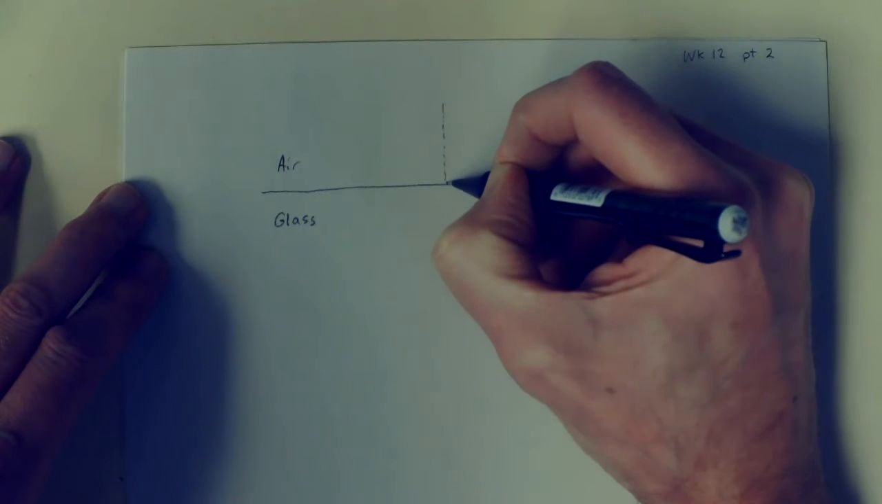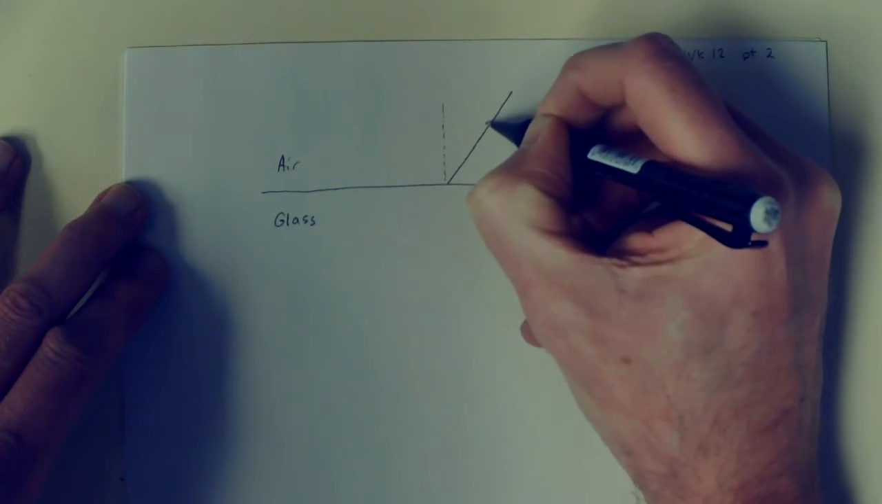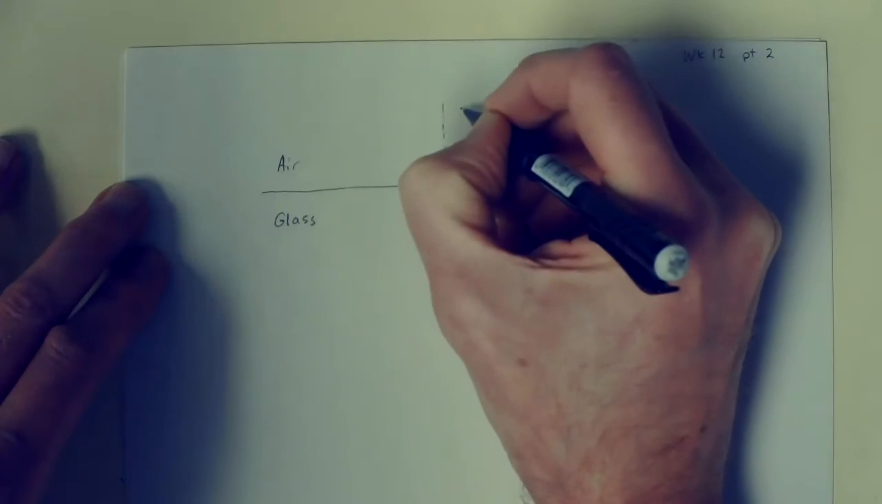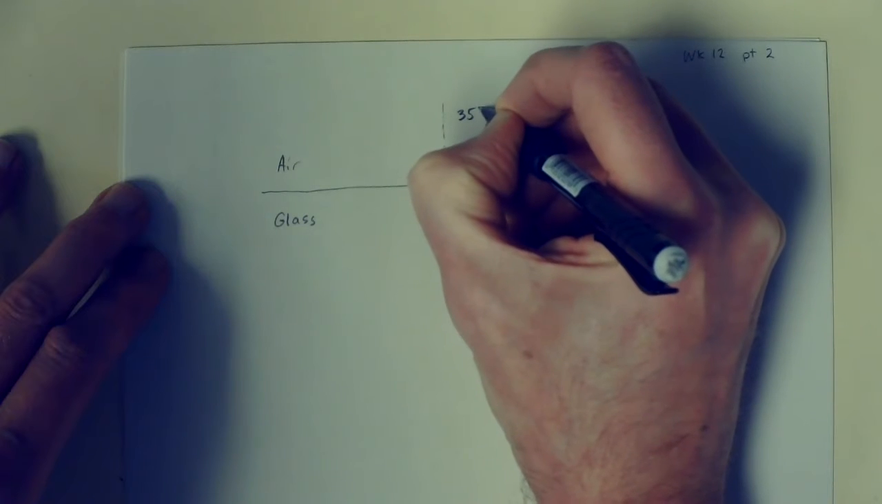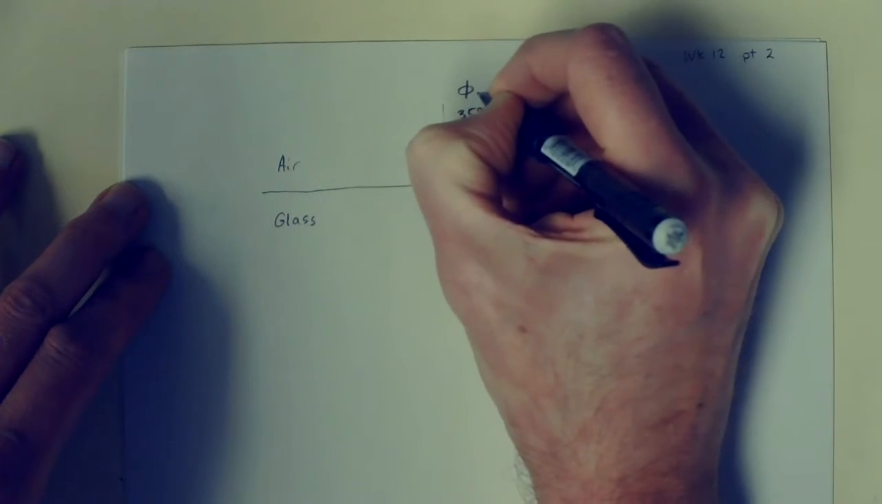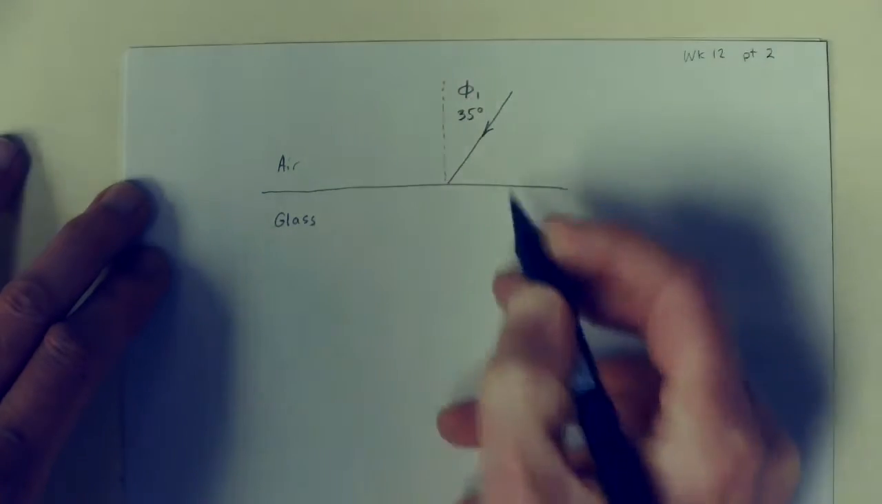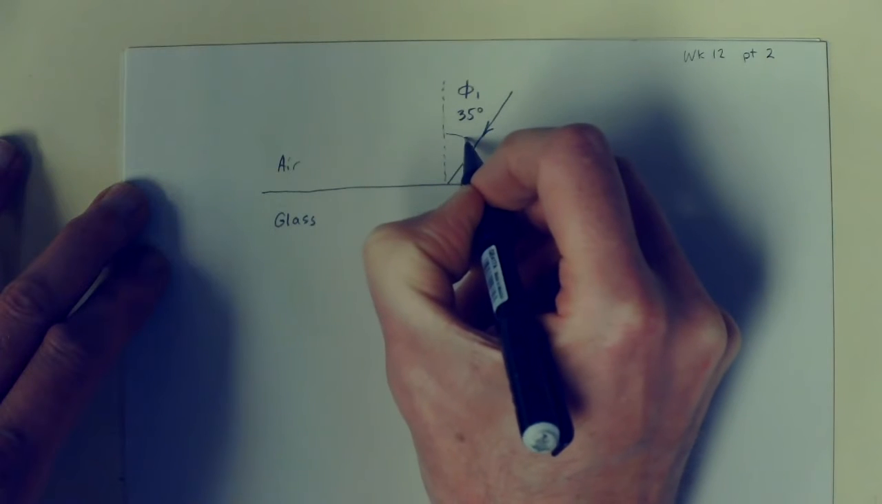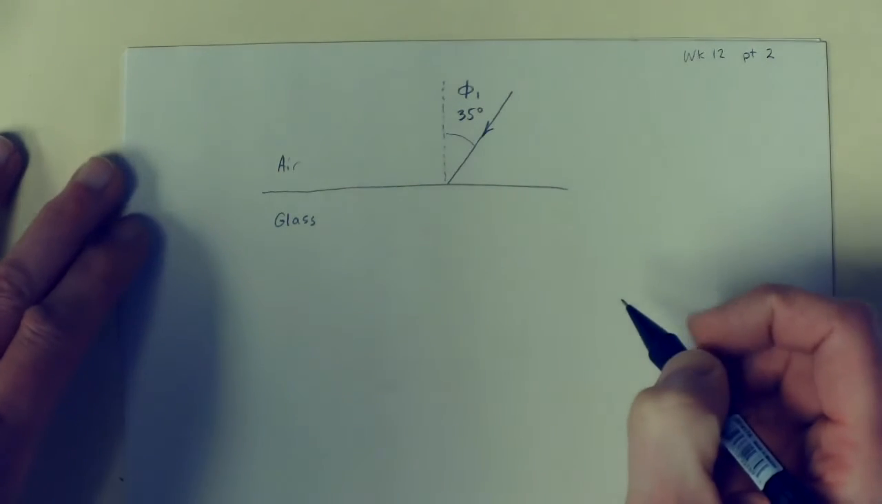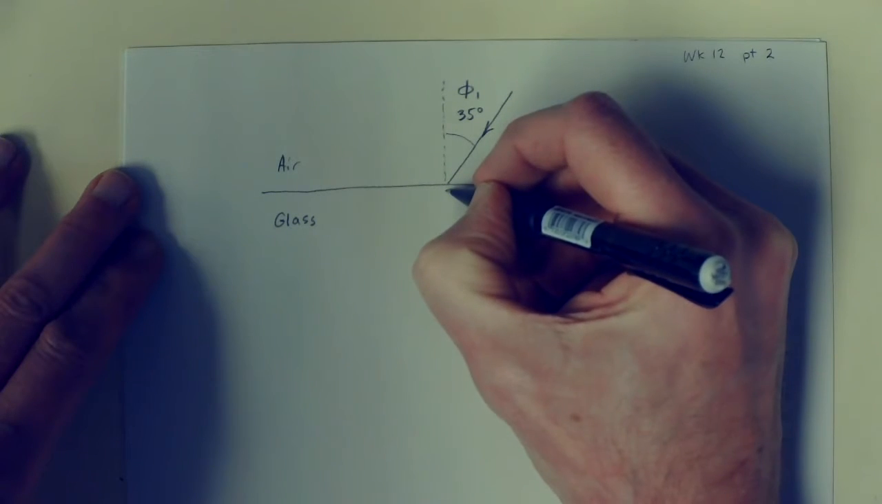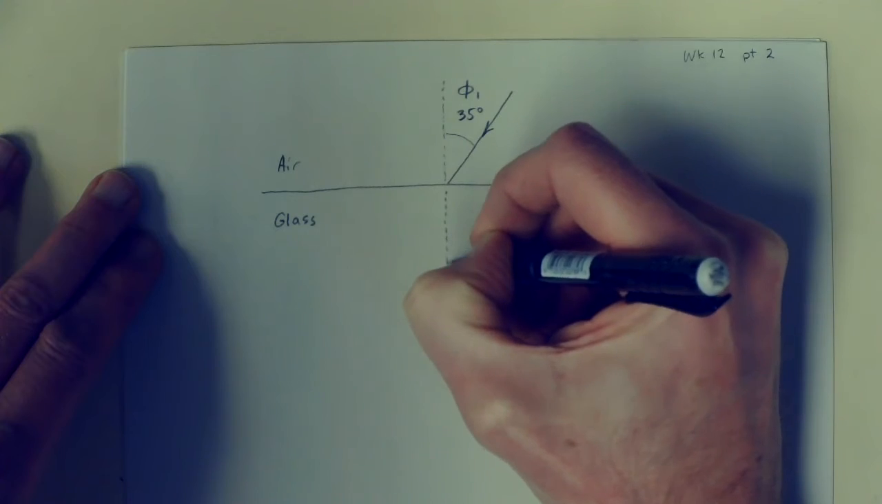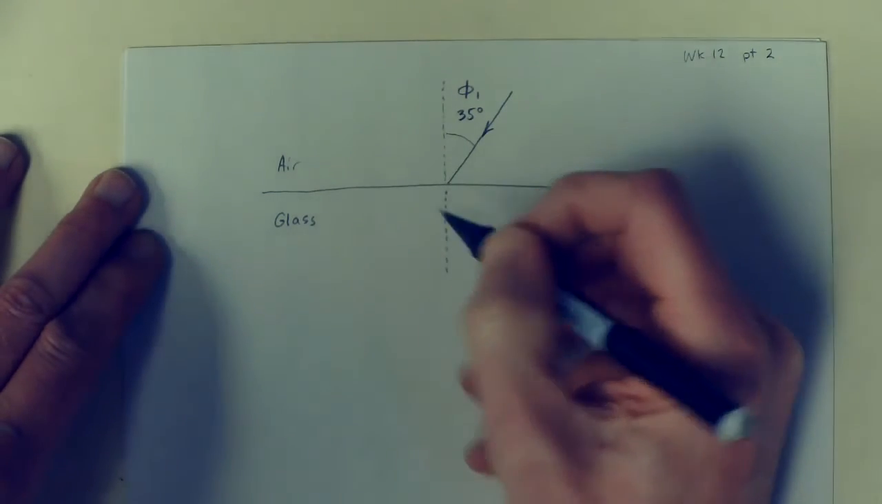Let's have our beam of light directed toward the surface at an angle of 35 degrees, so that we could call phi1. That's the incidence angle. Remember, we always define it with respect to the normal. And the question is, what angle is the beam going when it's inside the glass? What angle does it come out in here?